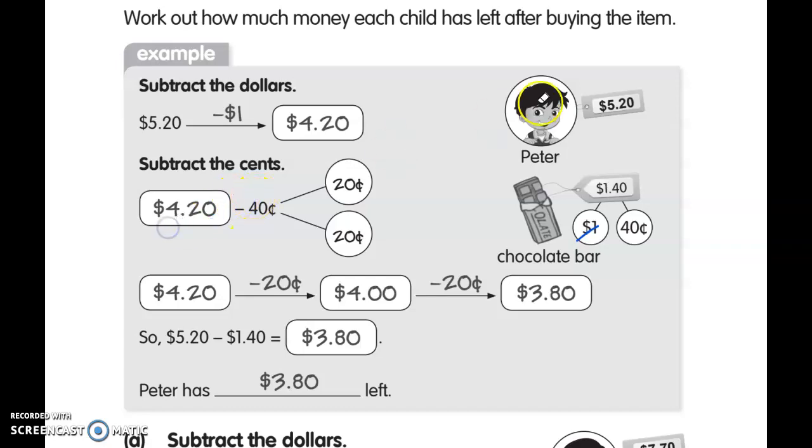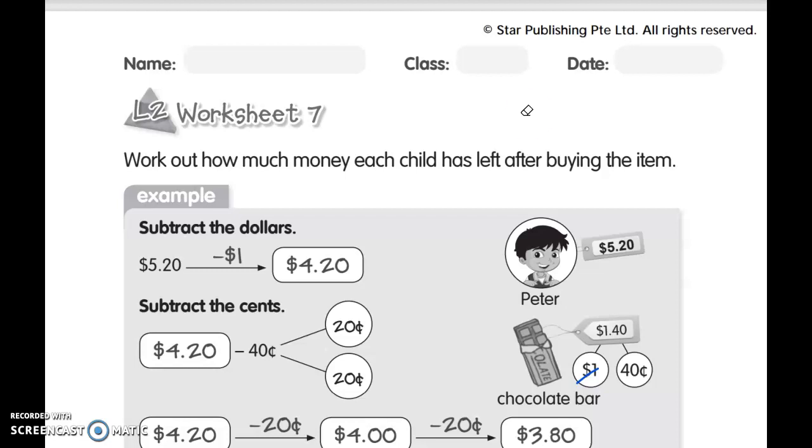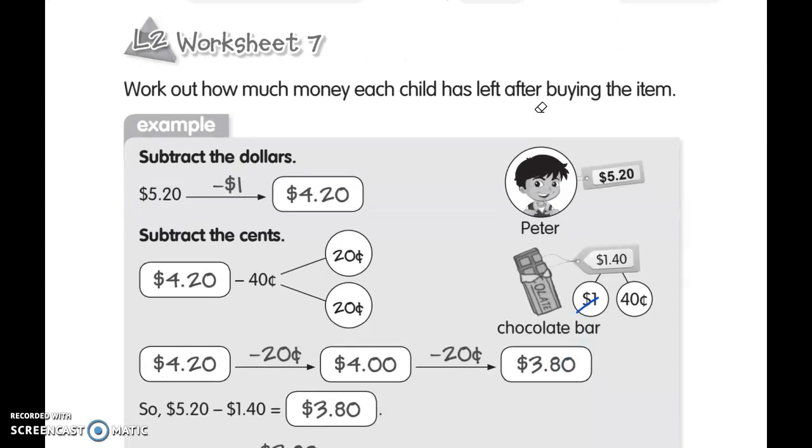Okay, hi children. So I'm at page 175 and let's begin. Work out how much money each child has left after buying the item. So let's look at the example.